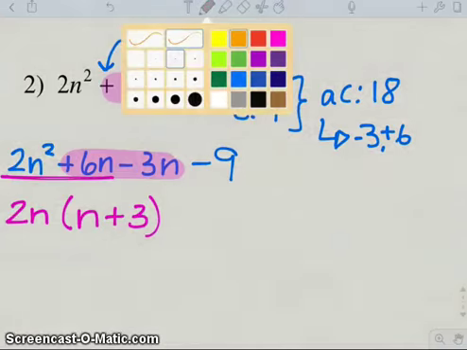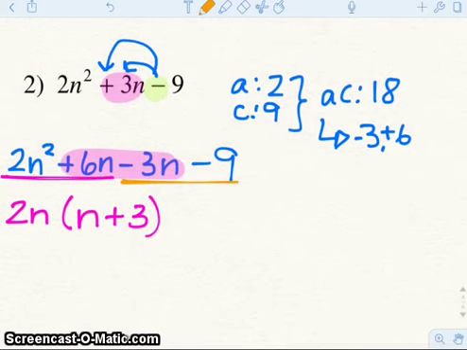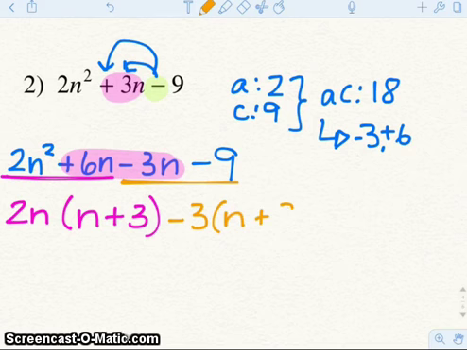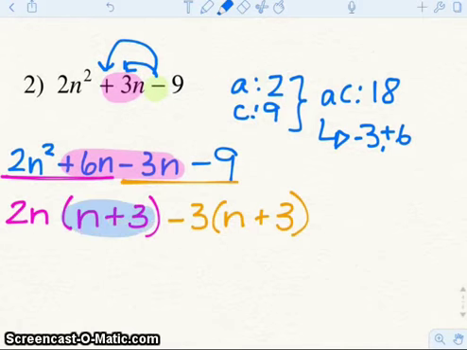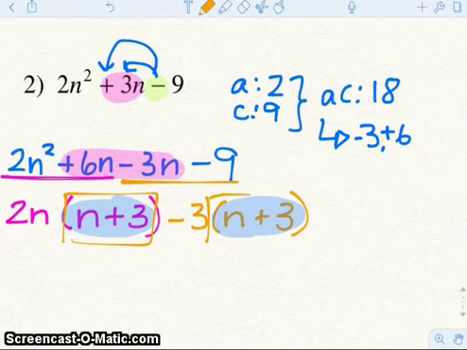And now I'm going to take something out of the second two. I'm going to take out a negative 3. And I'm left with n plus 3. Be careful with your signs. This should happen every single time, where these two in parentheses match. If they don't, you might have done something wrong with your signs, or it can't be factored by grouping. But if you can rewrite the middle term, then there's something wrong with your signs if you can't get it into anything like this. So every single time, these two should match.